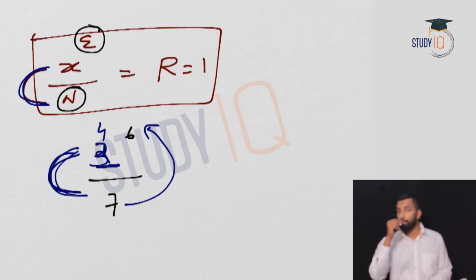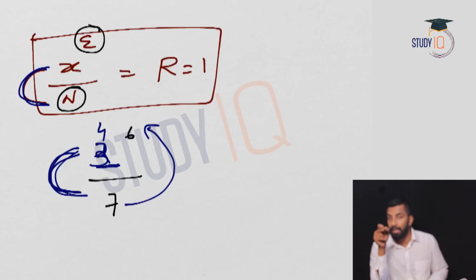What do you mean by Euler's number of 7? It is the number of numbers which are coprime with 7 and less than 7. So 1, 2, 3, 4, 5, 6. So 6 are there. That's why Euler's number is 6.